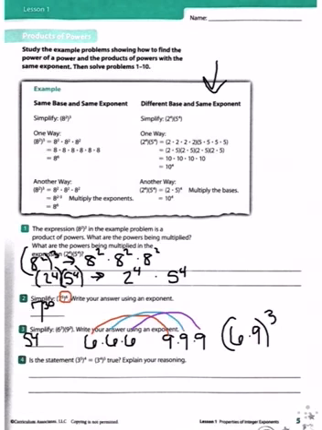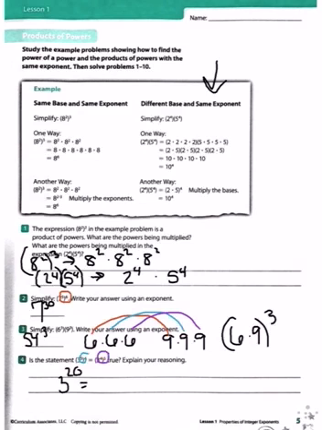Number 4. Is the statement 3 to the fifth to the fourth equal to 3 to the fourth to the fifth true? Explain your reasoning. So again, when we are raising to a power, we can go ahead and multiply those exponents. So if we multiply the first ones, 5 times 4 gives us 20. So 3 to the 20th. If we multiply the second one, 4 times 5 also equals 20. So it is the same.